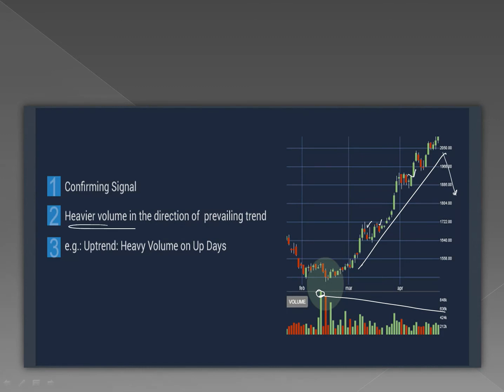So heavier the volume in the direction of prevailing trend. अब यहाँ पे अगर ये रेड वाली बड़ी होती ग्रीन वाली वॉल्यूम से, the share price would have dropped. So uptrend, heavy volume on up days.